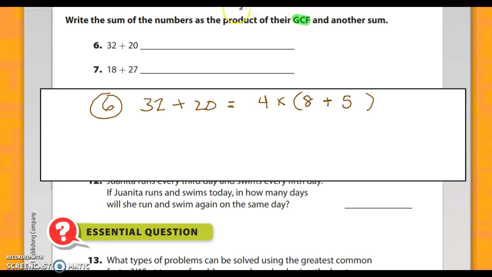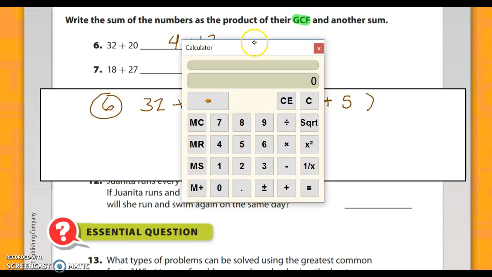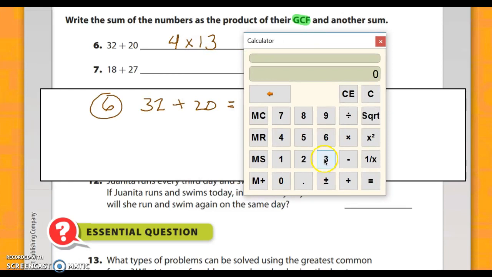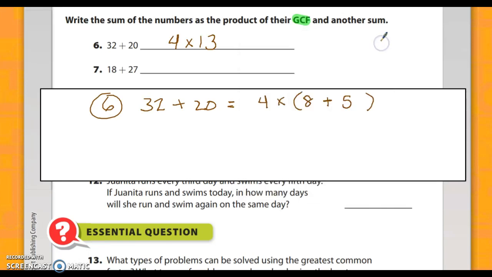And it says write the sum of the numbers as the product of their GCF and another sum. Well, the sum would be 13. So I can just simply write 4 times 13. And you can check your answer too by simply going like this. I'm going to add up 32 plus 20. And I get 52. Now I'm going to do 4 times 13. And as long as it's 52, then I feel pretty good that I got it right.